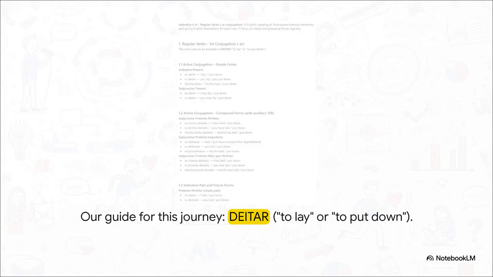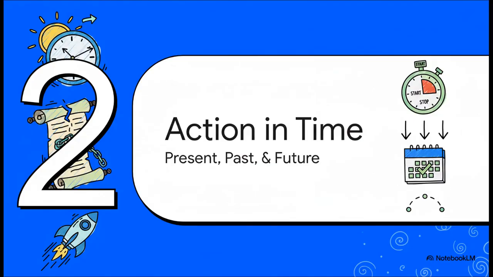And for our journey today, we've got a guide. It's the verb deitar. It's a regular AR verb, and it means to lay or to put down. We're going to really get to know this one verb. Take it apart piece by piece, because once you understand how it works, you'll understand how thousands of others work too. All right, section 2, action in time. Let's get into the really useful stuff, mastering the present, past, and future. These are the ones you're going to use every single day.